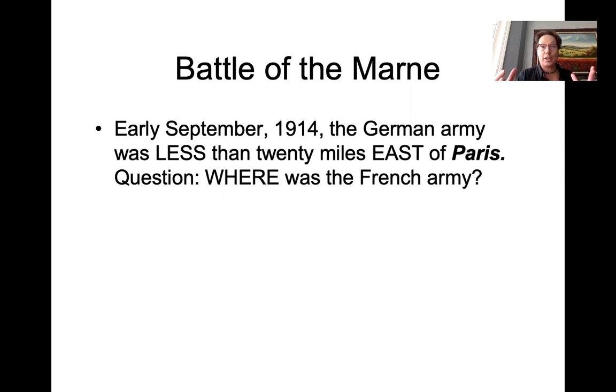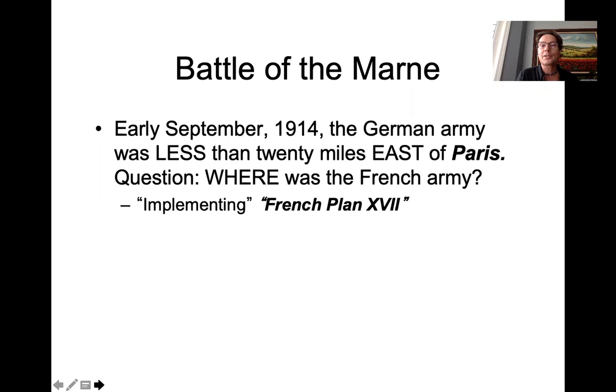So the big question is, what happened to the French? Where is the French army? Why aren't they defending their capital? Because once you lose your capital, for all intents and purposes, you have lost the war. So here's your answer. You're not going to see this in TCI. I'm really going to go into a lot more depth than TCI. They're just giving you a general overview. It's our job as history teachers to tell you the full story.